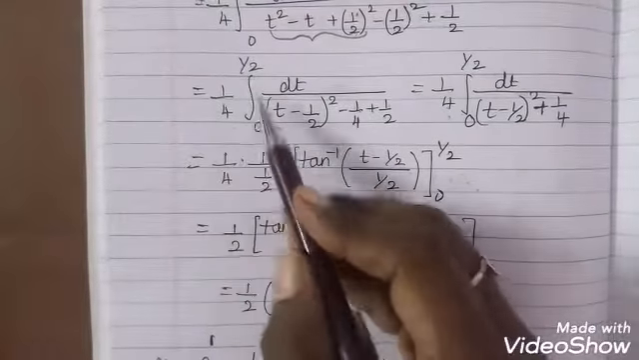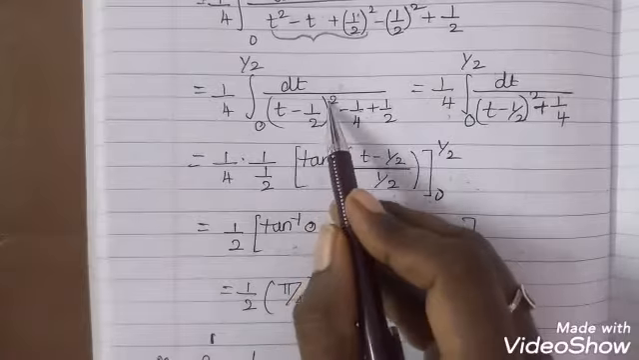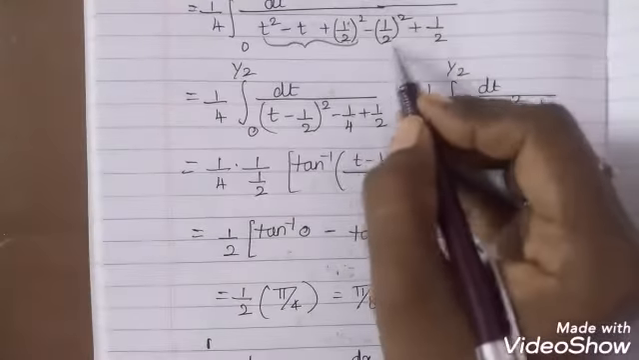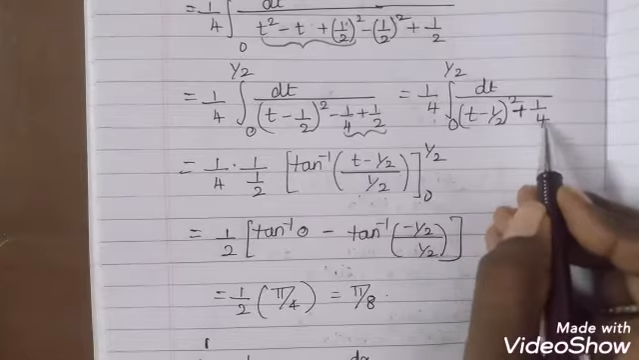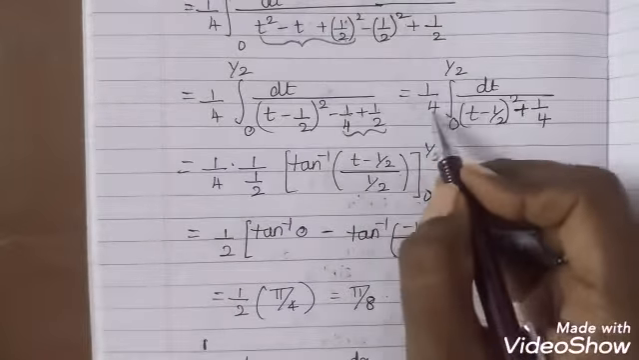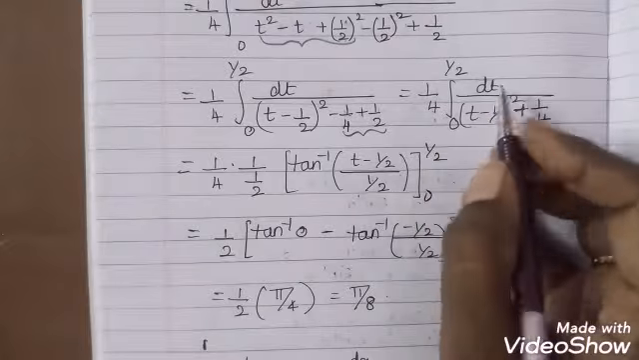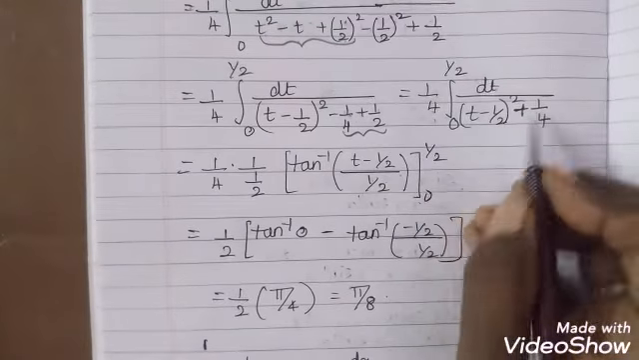1 by 4 integral over 0 to 1 by 2 dt divided by (t minus 1 by 2) the whole squared. You will have it as minus 1 by 4 plus 1 by 2. What is minus 1 by 4 plus 1 by 2? That's nothing but equal to 1 by 4 plus 1 by 4. So how do I write? 1 by 4 integral over 0 to 1 by 2 dt divided by (t minus 1 by 2) the whole square plus 1 by 4.